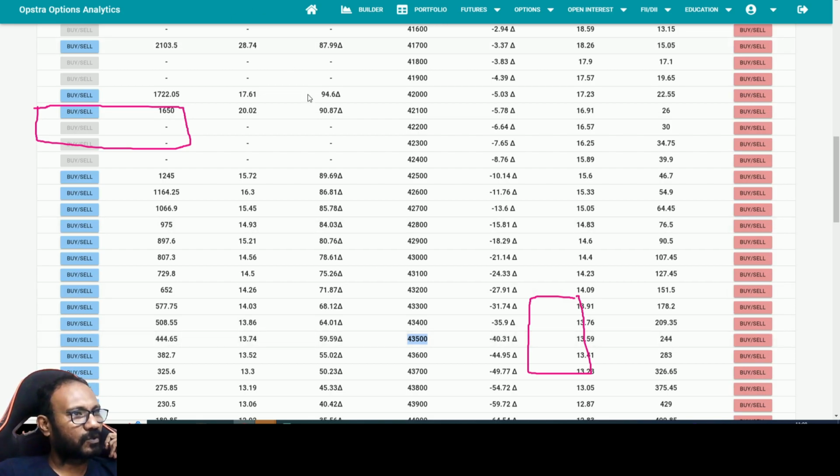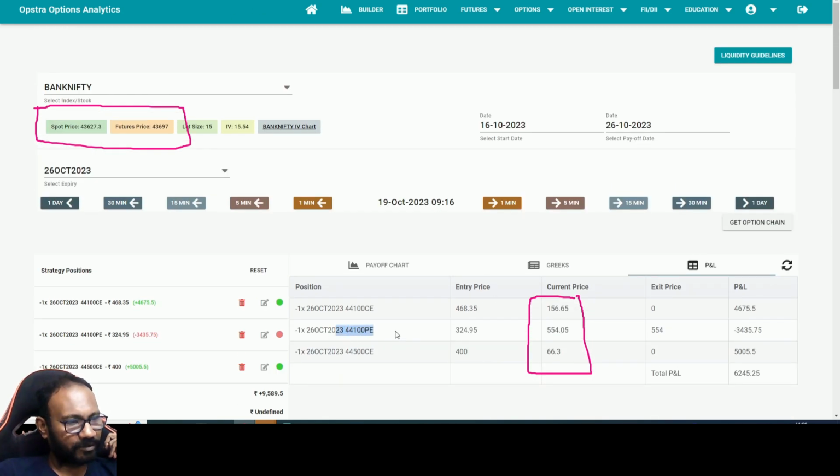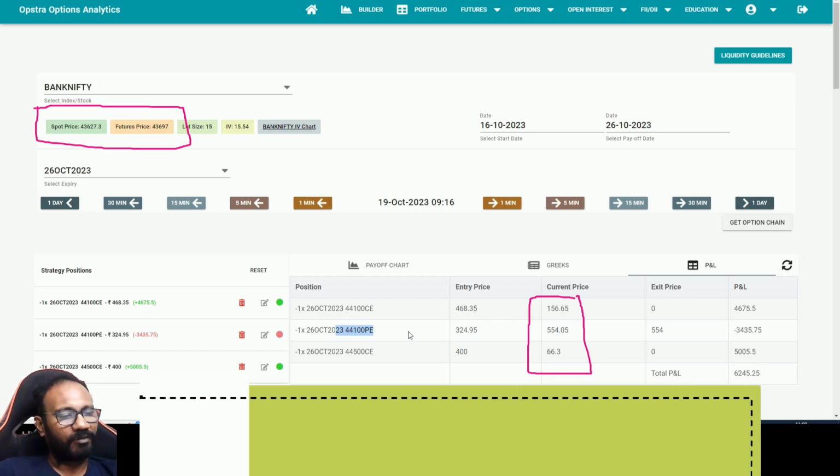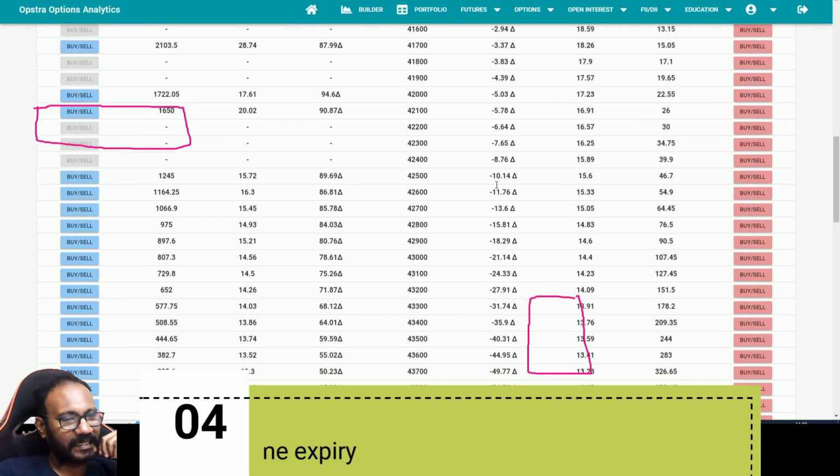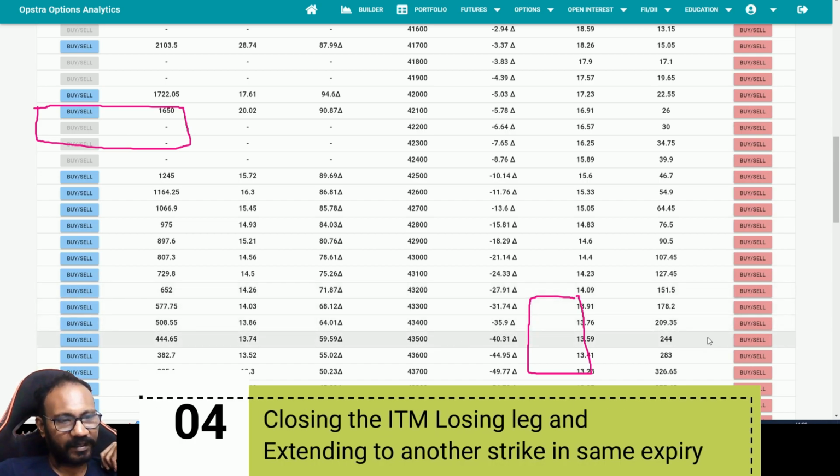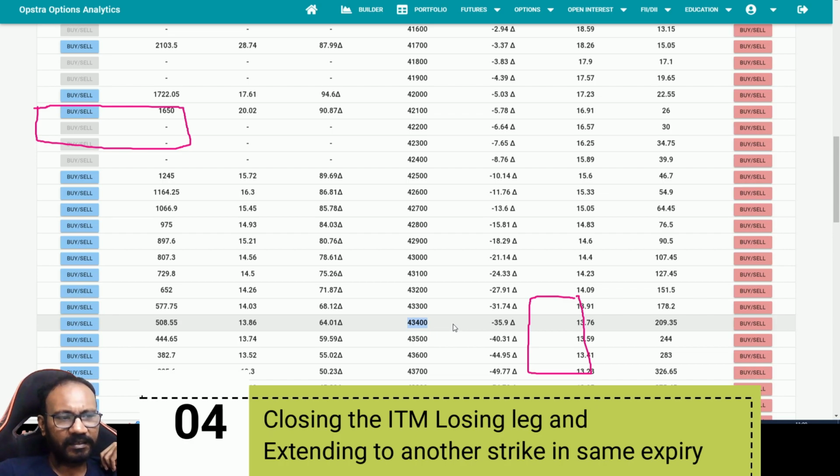Instead, closing this leg of 44,100, I can write a fresh leg of 43,500, which is trading at 240 rupees, or I can even choose 43,400 and write this strike. Just once I can write.